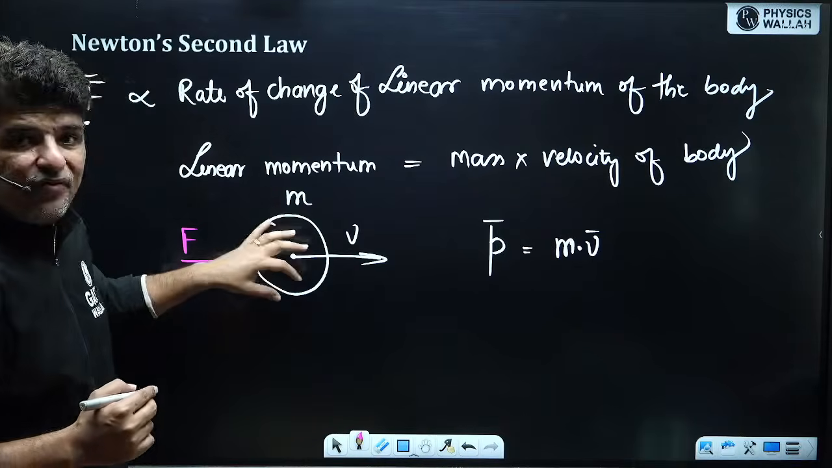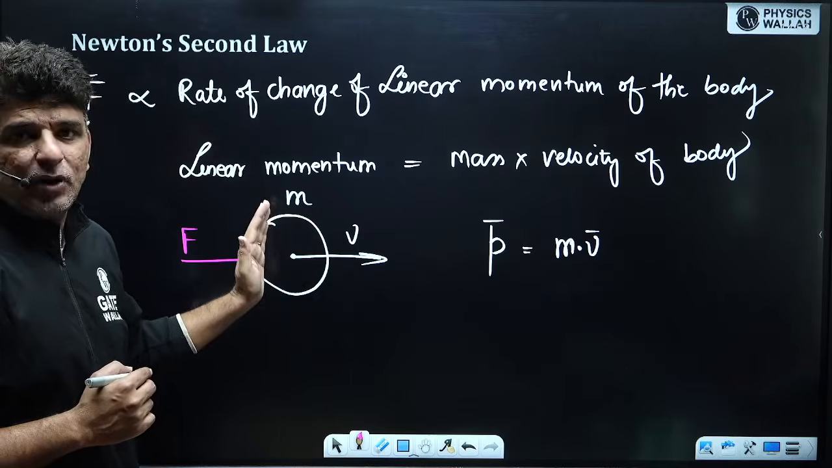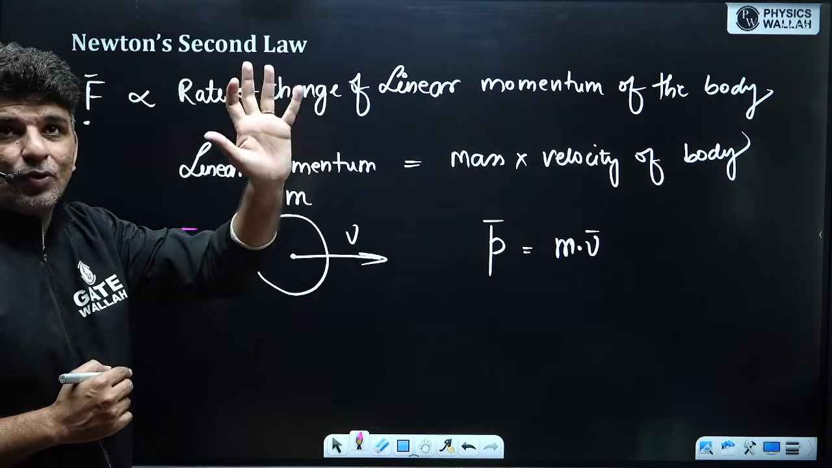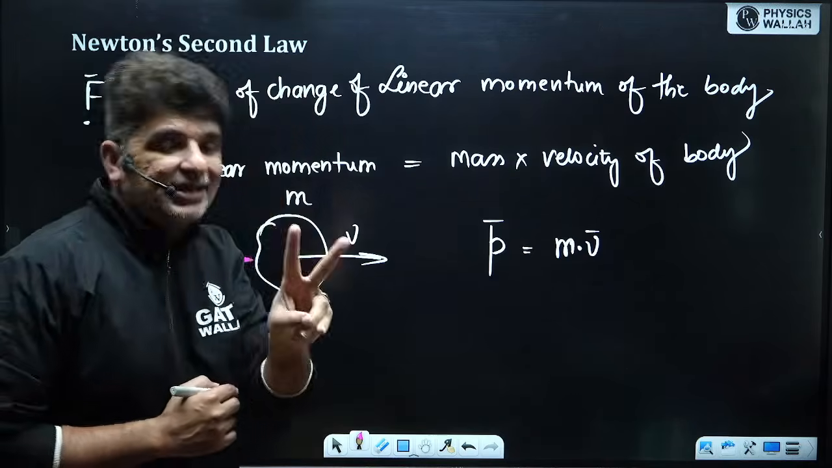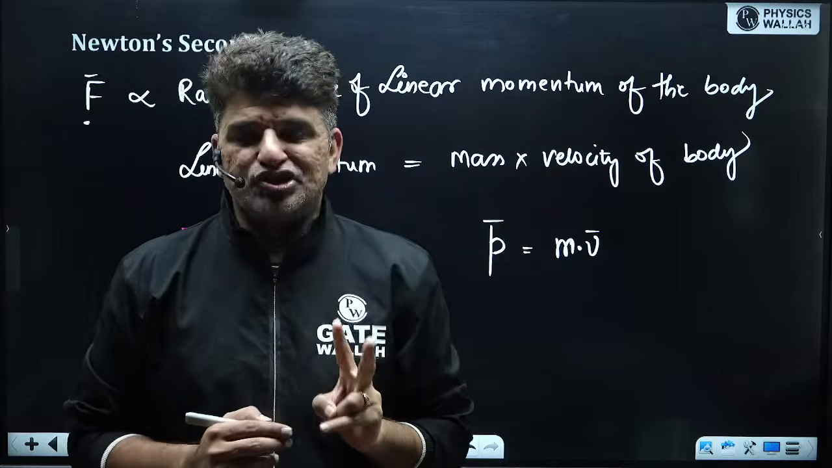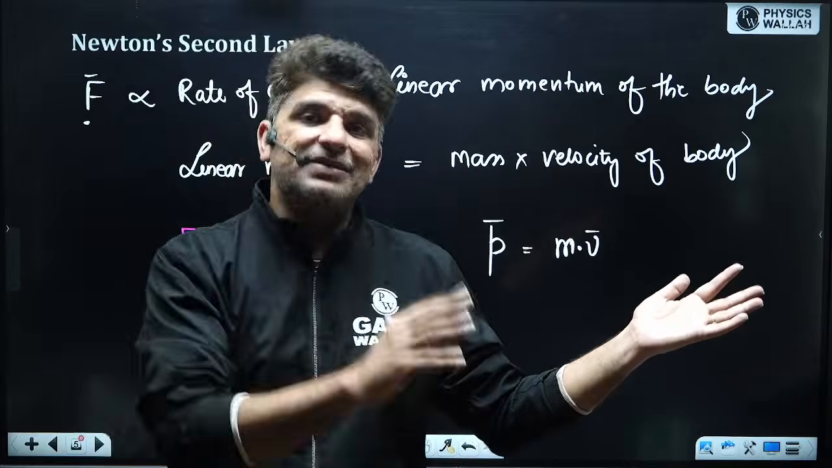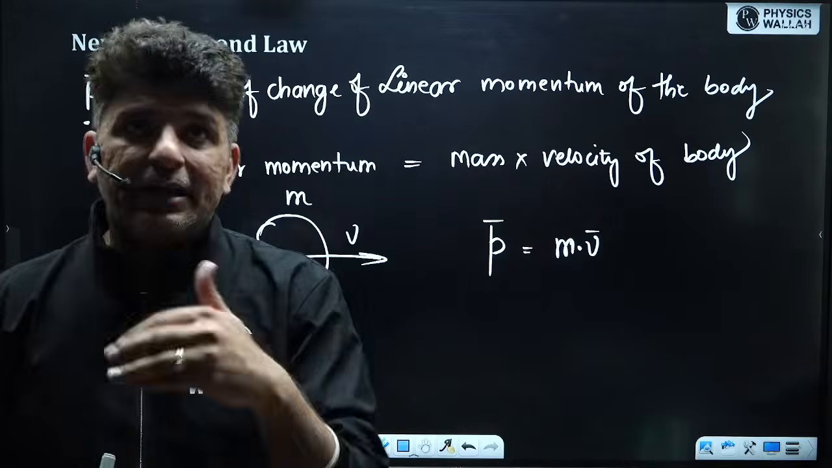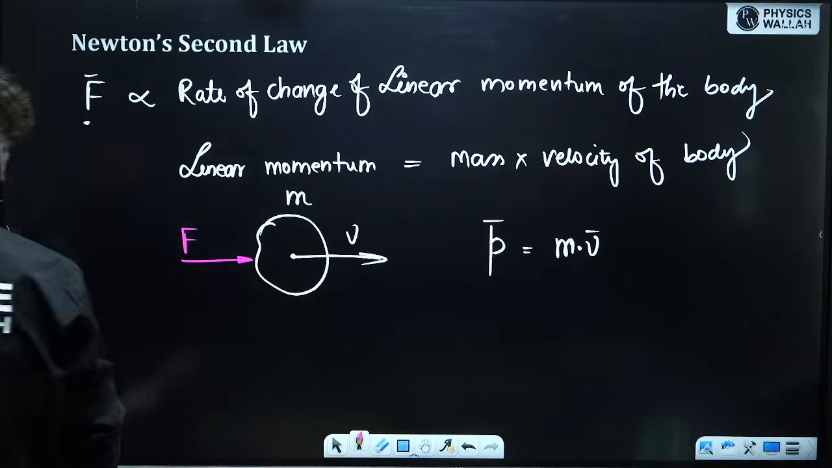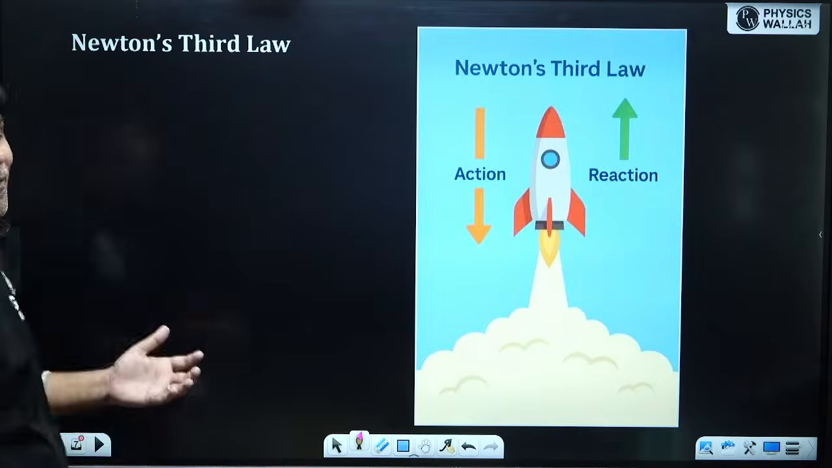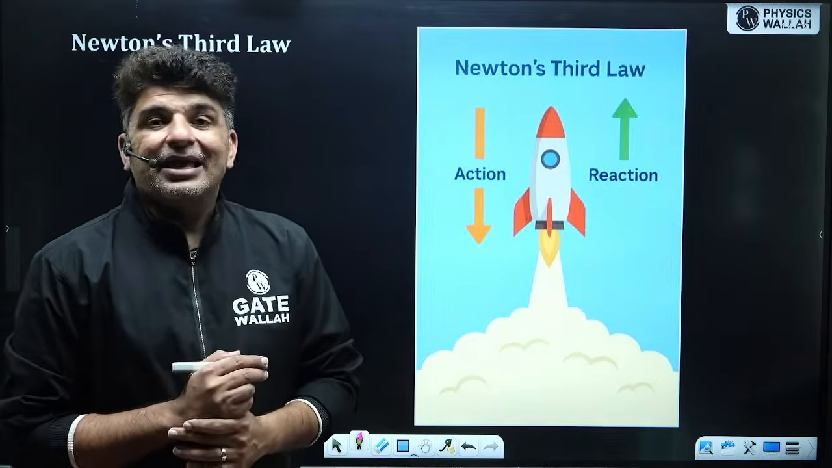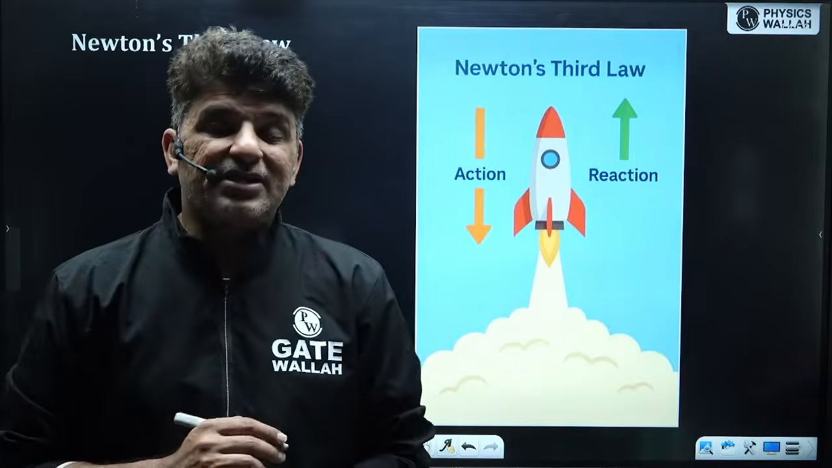This is body number one. If some force is applied on this body, it is applied by a second body also. So there are going to be two bodies in this action: one on which force is applied, and the other which has applied the force. When Newton calculated everything, he saw one more thing, which he gave as Newton's third law.